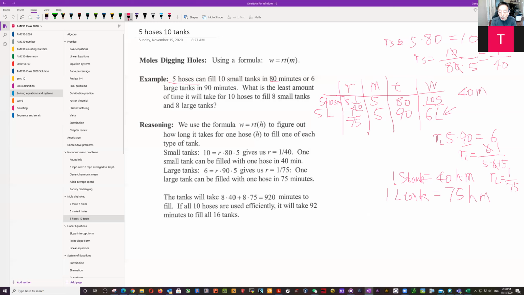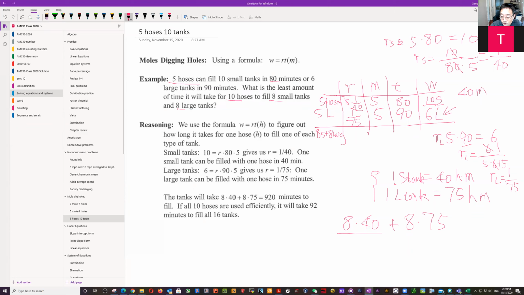So basically, equipped with those rates, we are able to solve the final question: what is the least amount of time it will take for 10 hoses to fill 8 small tanks and 8 large tanks. So the 8 small tanks is 8 multiplied by 40 hose minute, plus 8 multiplied by 75. That's the working volume in hose minute, so basically this is how much you are going to fill for 8 small plus 8 large.